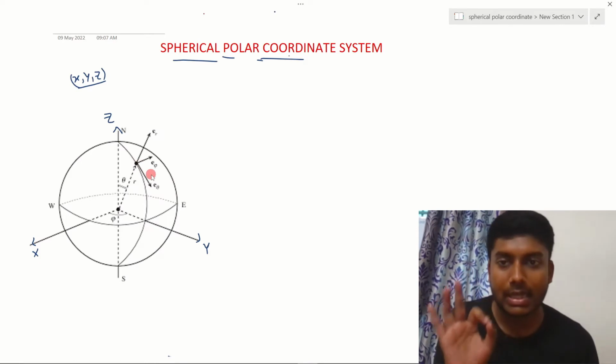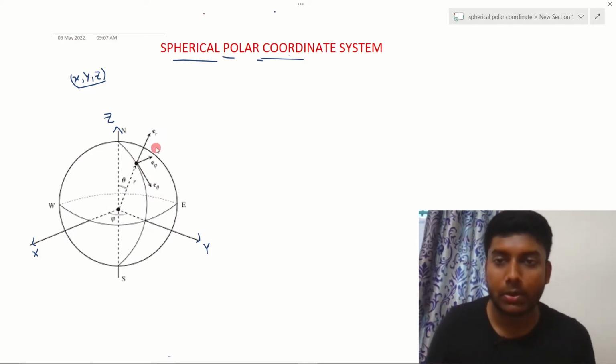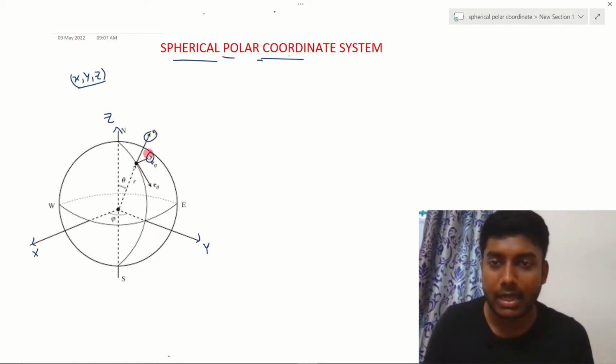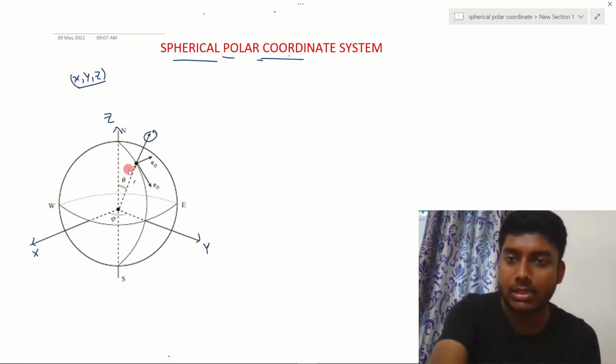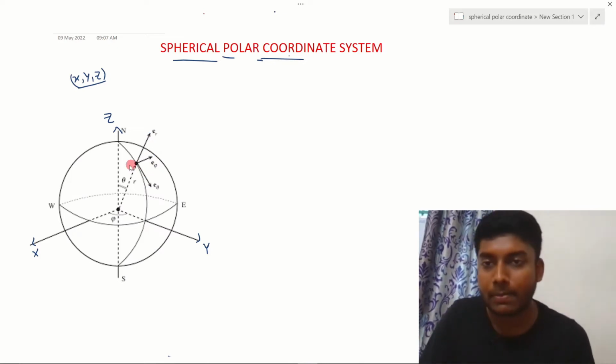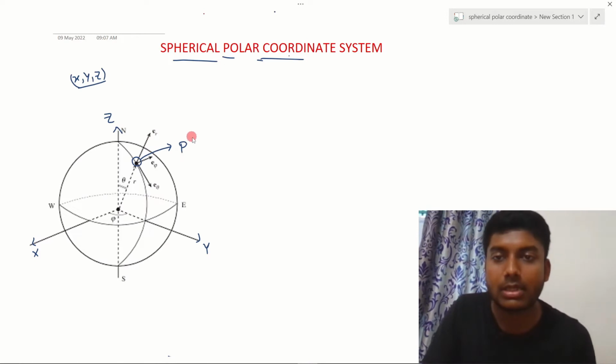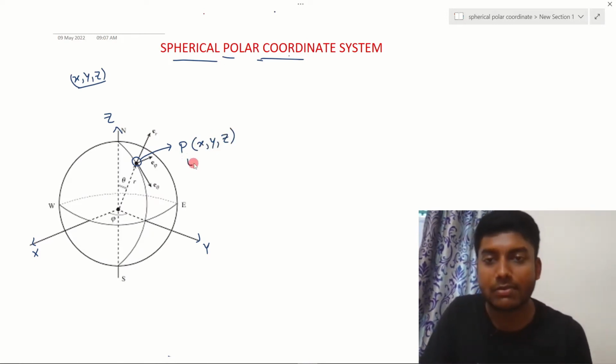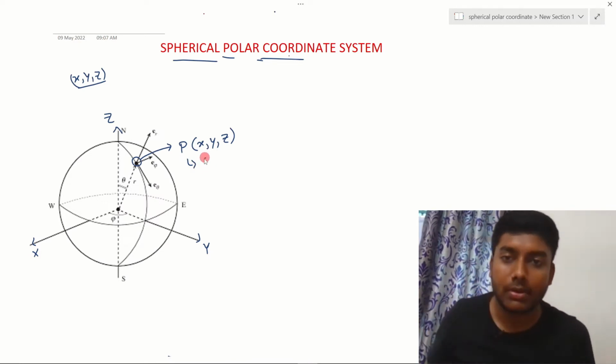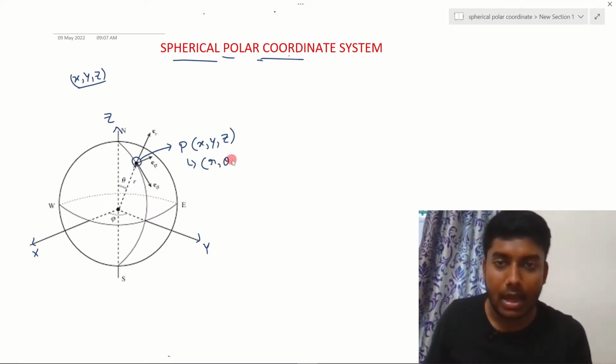Just focus on the things that I am denoting. Forget about these lines that are shown in this figure. Just focus on this point. Suppose this point is P. It can be located with the coordinates x, y, z in Cartesian coordinates, or in spherical polar coordinates we also have three coordinates, r, theta and phi.